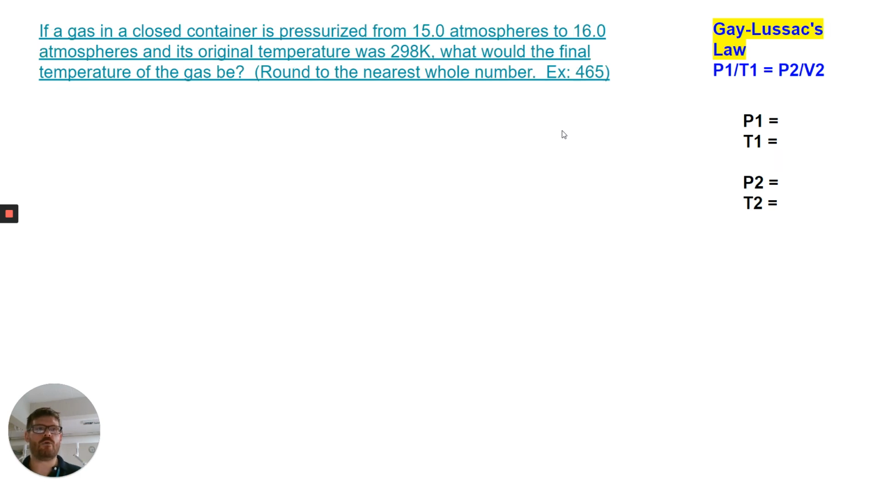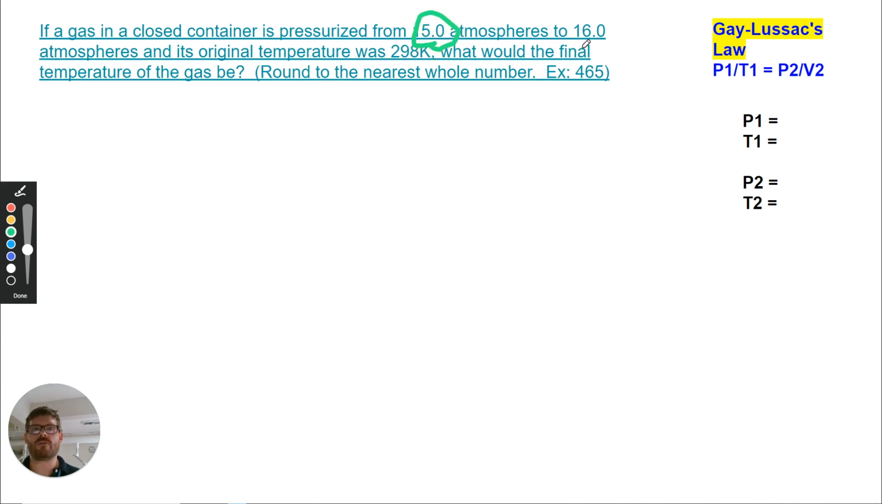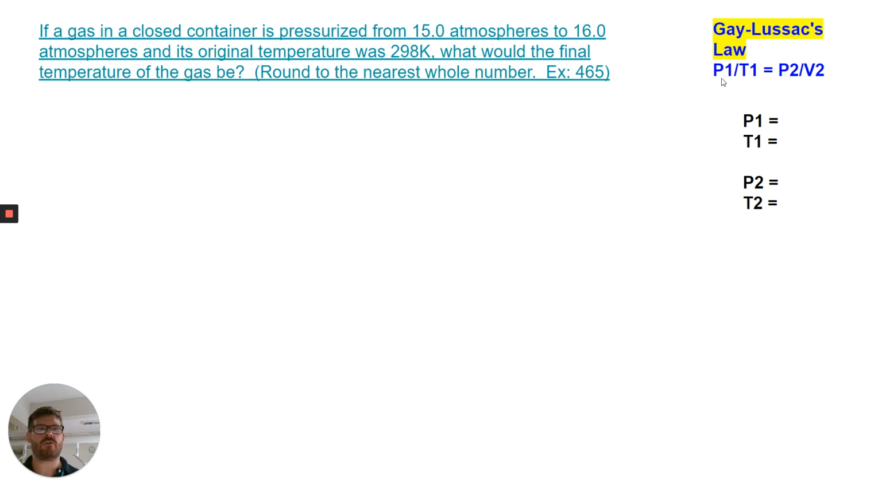Okay, moving on then. The next question looks like we've got pressure. We've got two pressures here, and then we've got a temperature. So what's the law that's going to relate pressure and temperature? That's Gay-Lussac's law, written over here. P1 over T1 equals P2 over T2. So now I'm going to list out those unknowns and then find the numbers that go along with them.